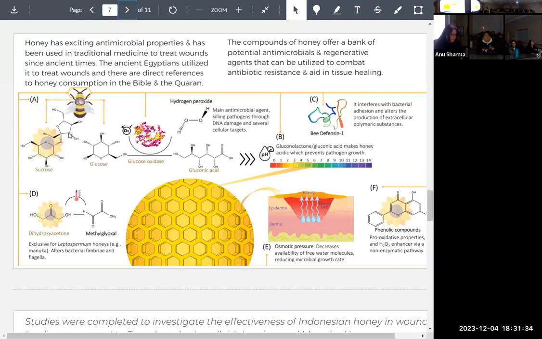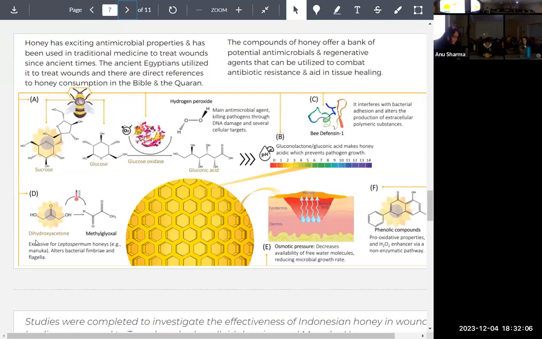So here we see the sucrose and glucose oxidase, and we already mentioned hydrogen peroxide is the main antimicrobial agent killing pathogens through DNA damage in several cellular targets, along with the gluconic acid. And the gluconic acid makes honey acidic, which prevents the pathogen overgrowth. So this is about where it sits on the pH level. And then we have bee defensin-1, it interferes with bacterial adhesion and alters the production of extracellular polymeric substances.